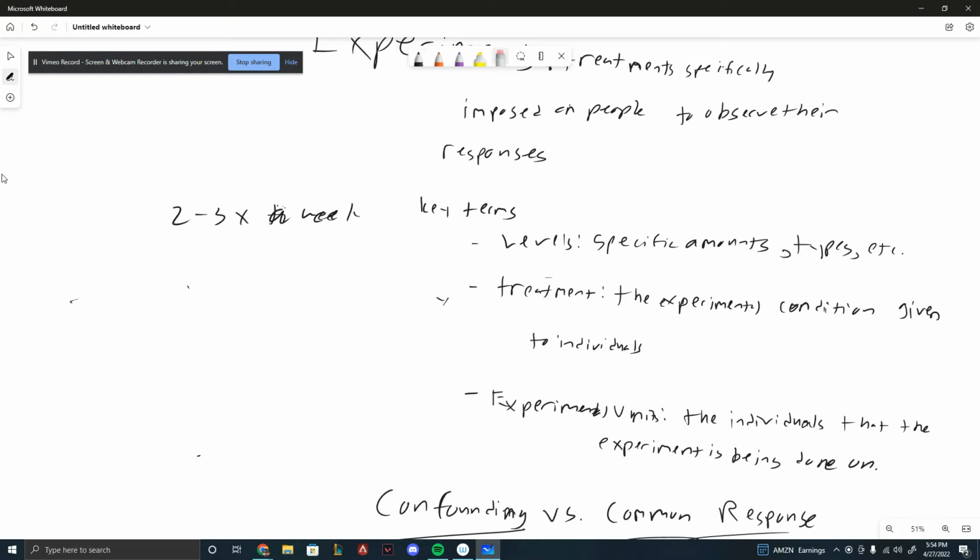Now to go into experimental units, that is who you are performing the experiment on. In the TV example, and the vitamin D and fish supplement example, I said humans. Most experiments nowadays are done on mice and rats, so experimental units would be mice and rats there.